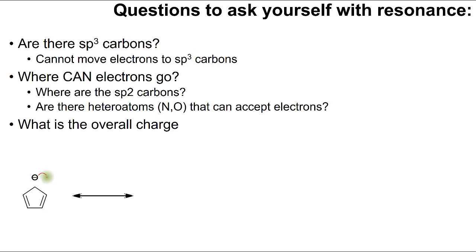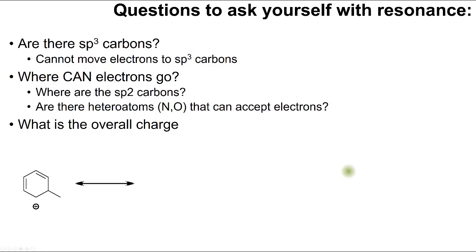So I can take these electrons, put them in to form a double bond there, and then these can go onto that carbon. And these can further go in to form a double bond. These go on to that carbon. And that negative can just go around the ring. We put our electrons in sp2 carbons. There's no heteroatoms here. Our overall charge has stayed at -1.